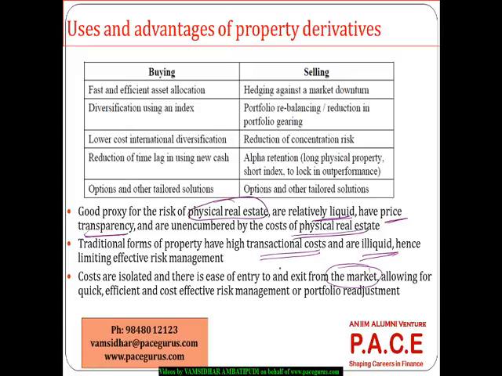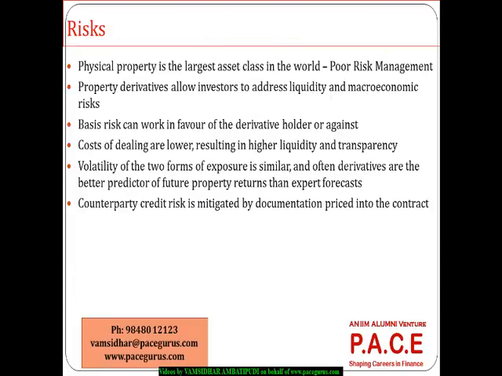So what I could see is there are multiple dimensions where the investment in property derivatives is much more beneficial than a physical investment and ownership in the real property. But obviously it has its own set of risks as well. Because on one side we talk about the physical property being the largest asset class, but still the risk management is much poorer there. At least the liquidity concern is addressed very much by the property derivatives. A downturn in the macroeconomic factors and all can be very much addressed by the derivatives.